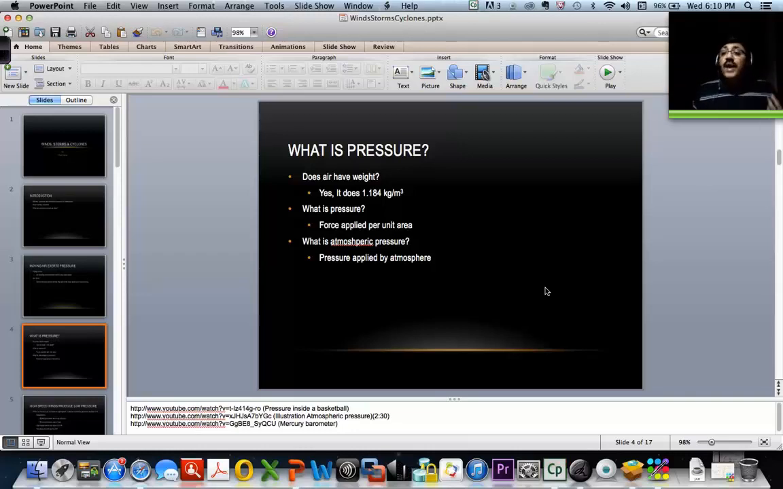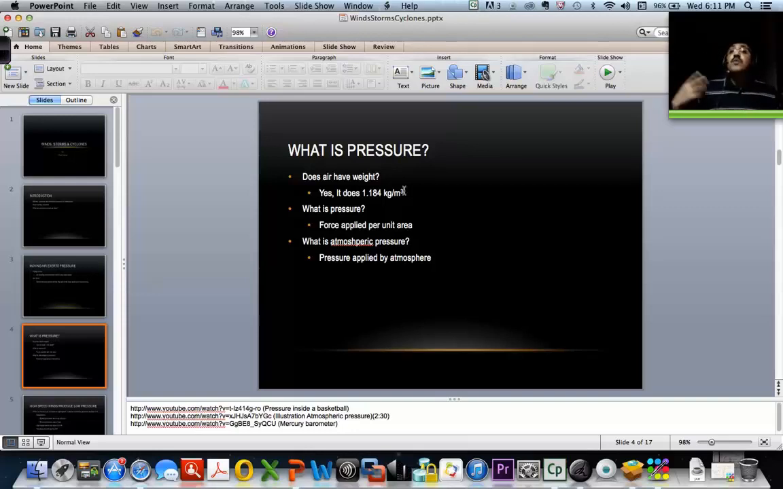Now, what is the weight air has got? The density. Density is mass per unit volume. So every cubic meter of air weighs 1.184 kilograms. So air does have weight, and because of that weight, it applies force.